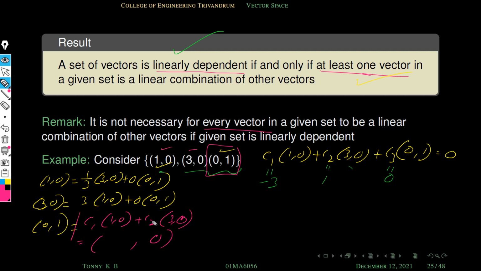Right? So that is this remark. The remark says that this is possible if it is linearly dependent, and this is possible for at least one vector, not guaranteed for all the vectors. Okay, this is not true for every vector.